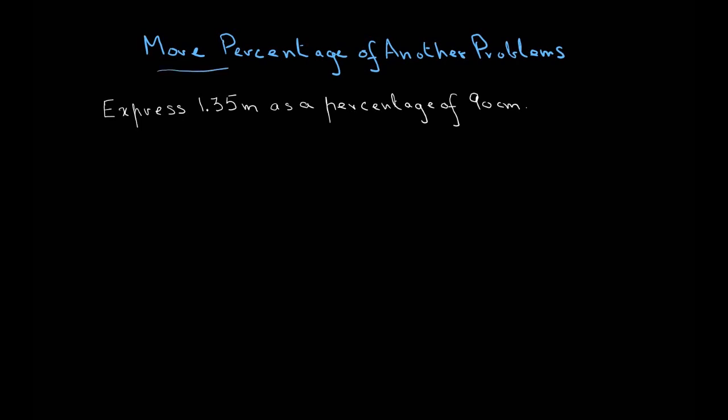So let's start out and do some more problems on expressing one quantity as a percentage of another. So here we have a problem where we want to express 1.35 meters as a percentage of 90 centimeters. So please note again, as a percentage of 90 centimeters. First of all, there is a difference in units. This is 1.35 meters. This is 90 centimeters.